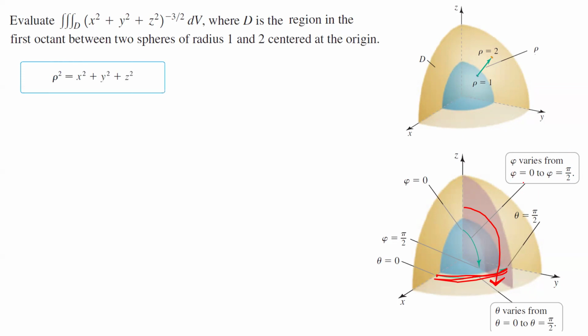So your phi is also bounded between 0 and pi over 2. By definition, rho squared is x squared plus y squared plus z squared. And dV, the volume element, is rho squared sine phi d rho d theta d phi.